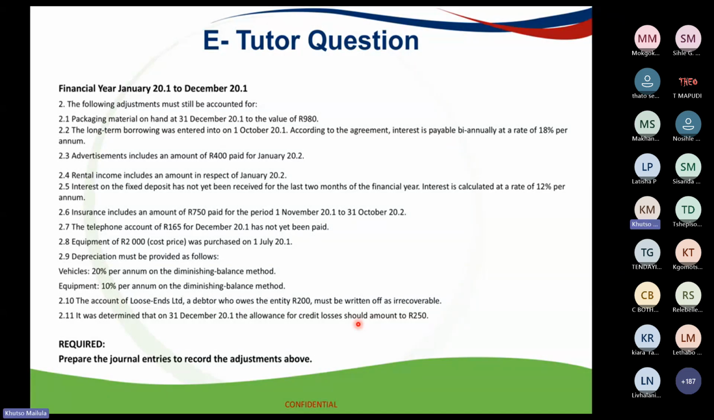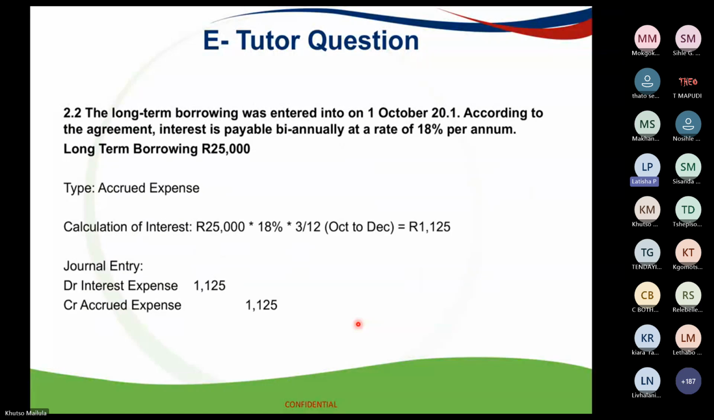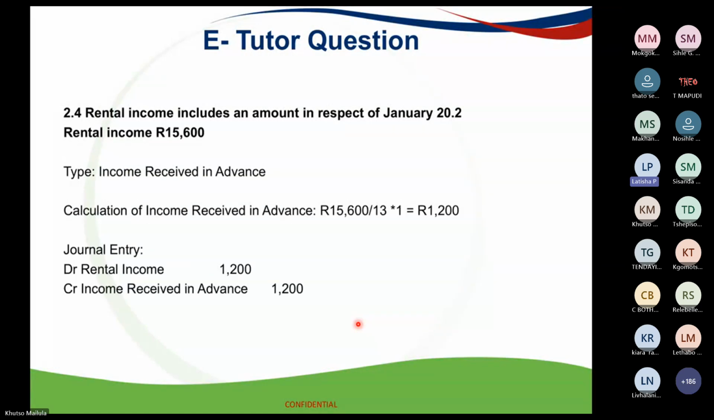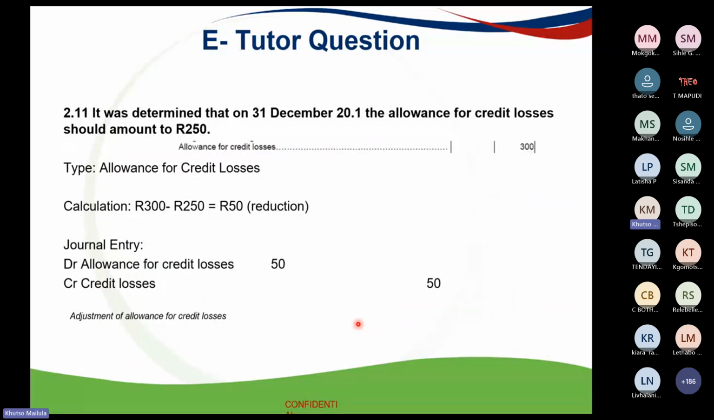Do we have any journals in the chat room? We've got a value here, 300 minus 250. Debit allowance for credit losses with 50. Alrighty, and that is correct, because we are reducing by 50 Rand, because at the end we had 250, which is 50 Rand less. So I think I'm done. If we have any hands, we can take questions.